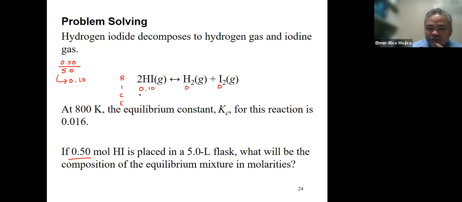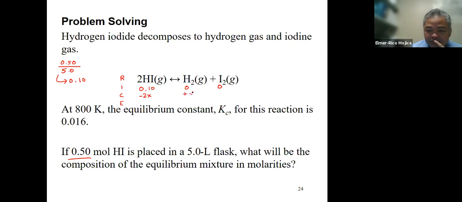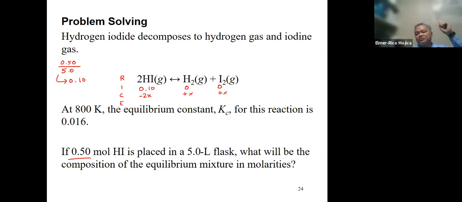And then what do you have here in terms of x? 2x. Okay, so that is a minus 2x, and this is a plus x, and a plus x. Look at the difference of this compared to the example that we had earlier in the class. You swap, but still, if it's the reactant, you subtract it. If it's the product, you add it. Now, at equilibrium, this is 0.1 minus 2x, and this is an x and an x.